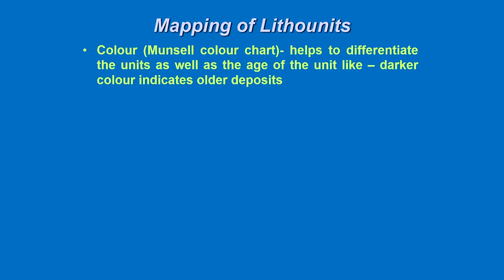So mapping of litho units, how we do is that, partly I have already discussed, you have to look at the color of the units. That helps you in differentiating whether it is darker units or lighter units. Darker units usually indicate that they are older units, provided they are not carbon humus rich. Okay, then you will see that they are very dark, chocolate brown color or something like that.